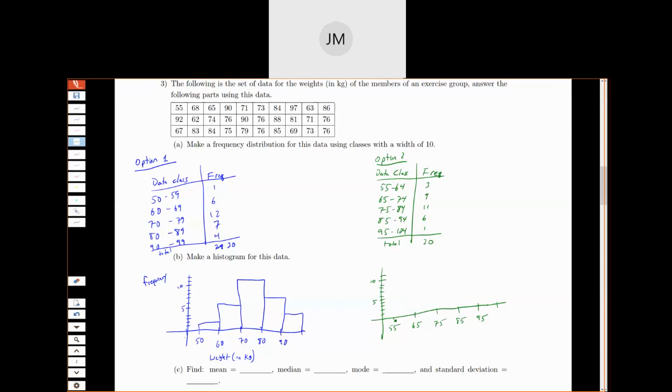Okay, so then we draw our bars in just like we did before. And drawing by hand on this little tablet gets a little messy. Okay, we get the idea.